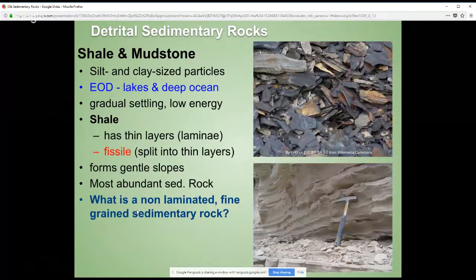Next size down is shale, mudstone, siltstone. All of these are your smaller particles, low energy environments of deposition like lakes and semi-deep ocean. Gradual settling, not a lot of energy to move things around, allows those really fine particles to fall out of the water and accumulate into these rocks. And when these things weather, they generally form gentle slopes, and it looks like a huge pile of material like this. If you have shale, you get these nice thin layers where it breaks apart into these nice layers.